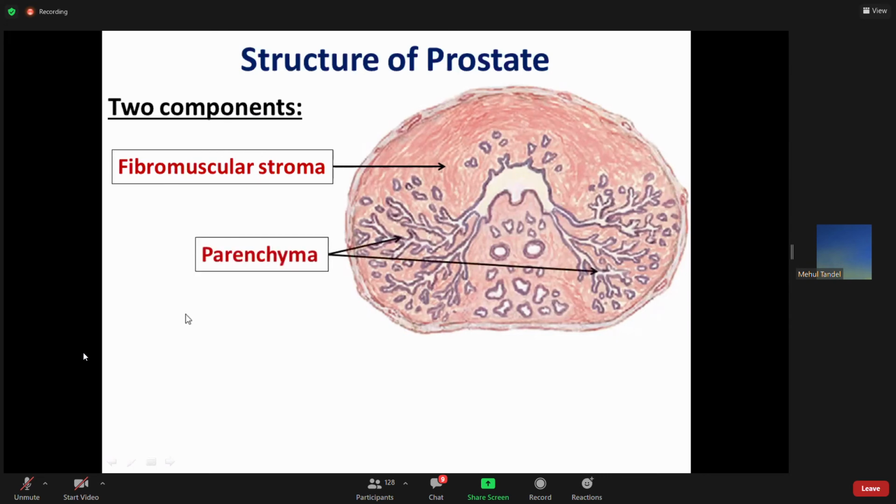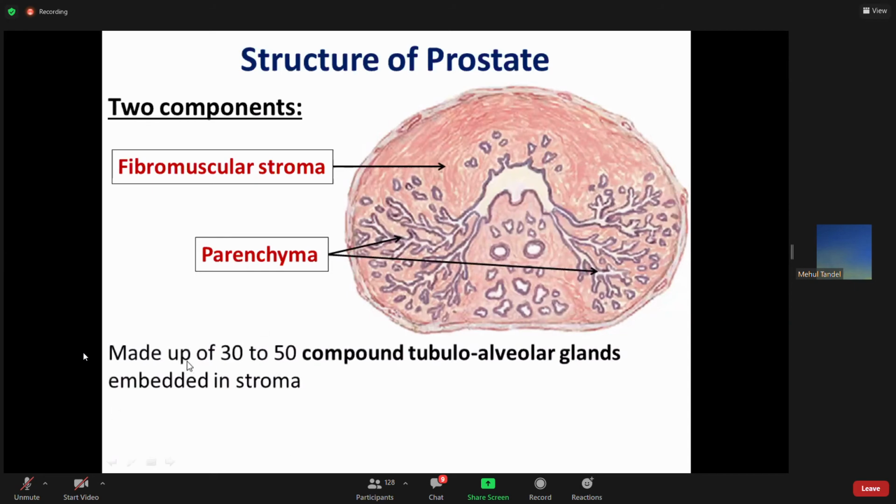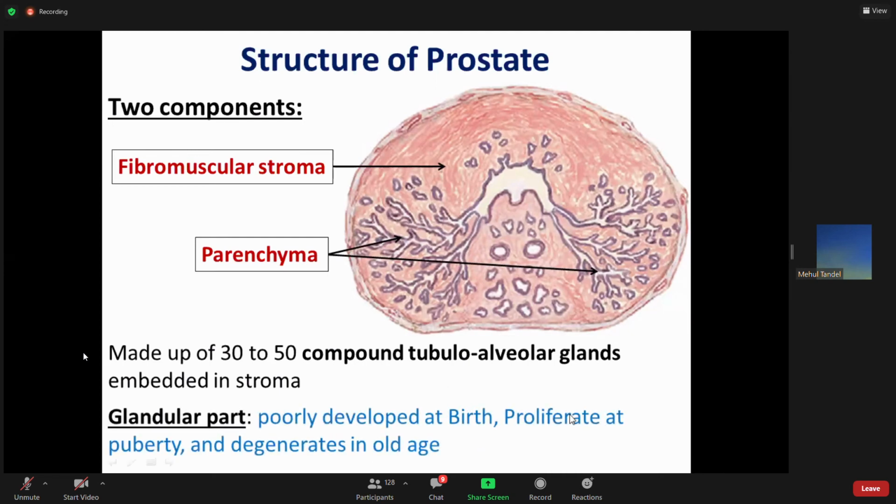Second is parenchyma. पैरेन्किमा में देखो ये सारे ब्रांचिंग पार्ट है, that is the glands. So parenchyma contains compound tubulo-alveolar glands, about 30 to 50, embedded in stroma here. The glandular part is poorly developed at birth, proliferates at puberty, and degenerates in old age. So glands are poorly developed at birth, proliferate in puberty, and degenerate in old age, according to the requirement of the prostate.